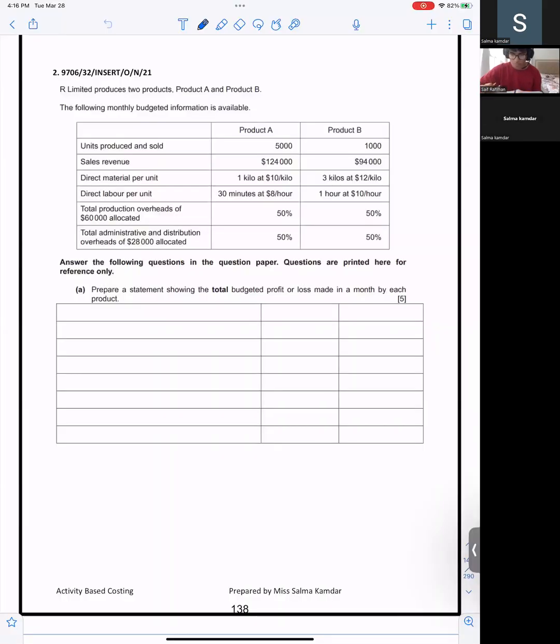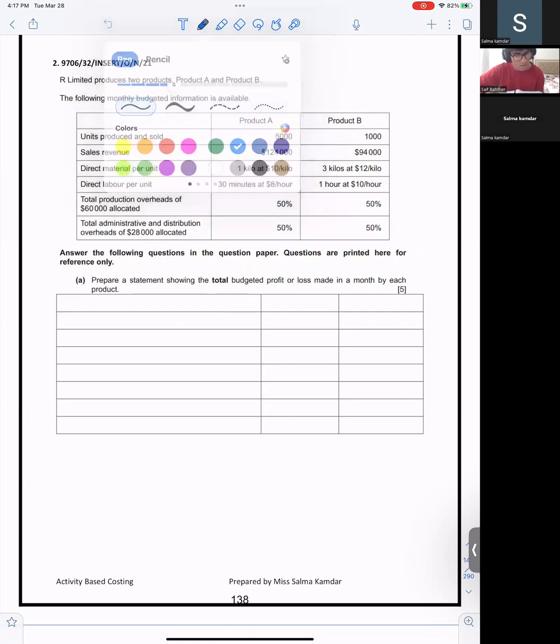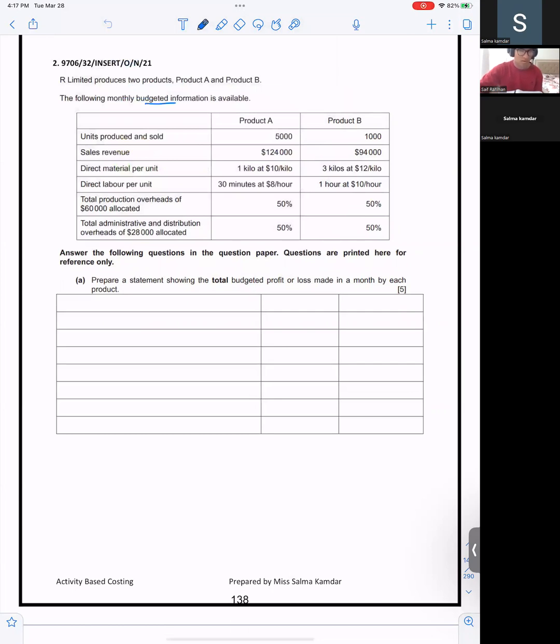Okay, read the question. R Limited produces two products, product A and B. The following monthly budgeted information is available. You're recording, read properly at least. Yeah, R Limited produces two products, product A and product B. The following monthly budgeted information is available.